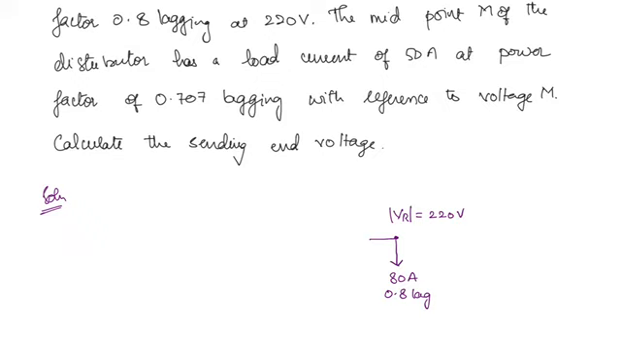Next, what is given? Midpoint is M. So let us say this is the midpoint and this is the sending end voltage. At the midpoint there is a load current of 50 amperes and the power factor is going to be 0.707 lagging. So this is the main information that is given. Now what we have to do is find this sending end voltage.